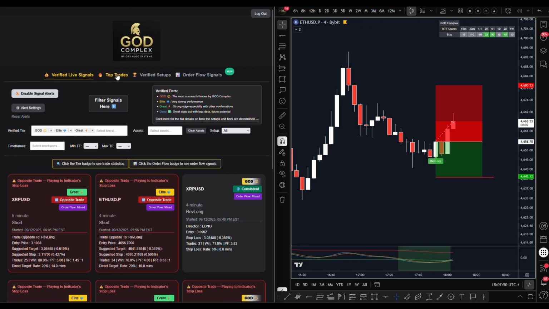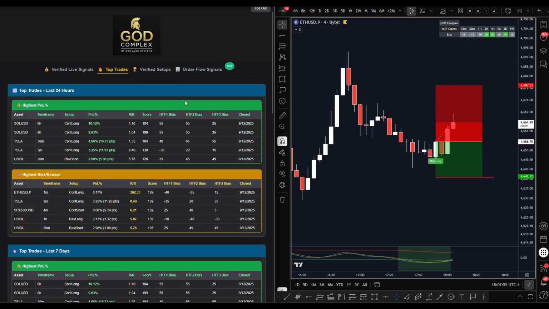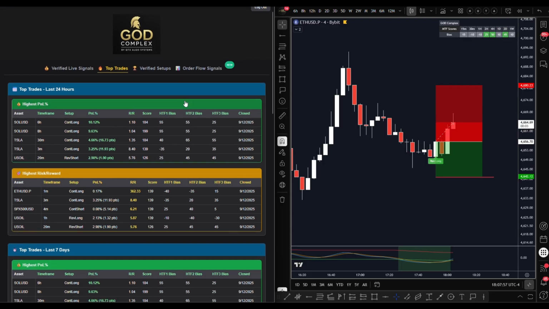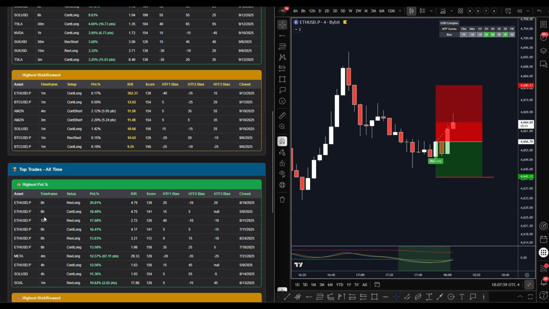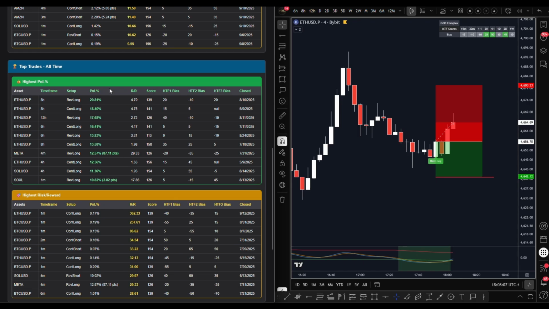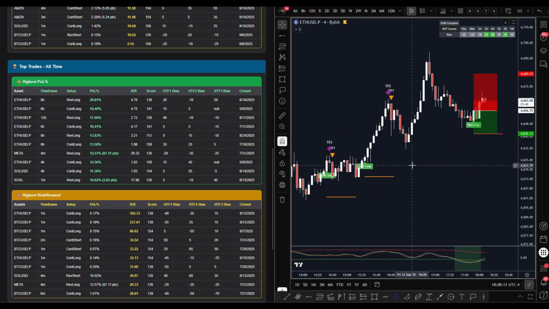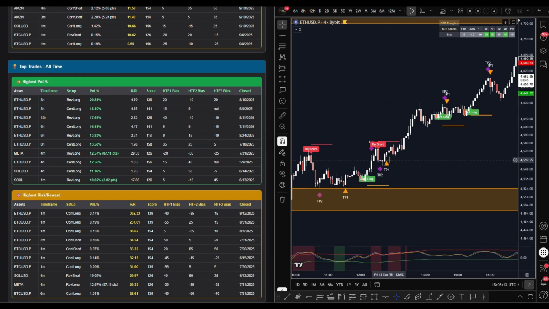Top trades. We'll go through it quickly. This is just to know what's worked in the day, the last 7 days, and all time. It's really not the most important. It's more there just to see what's possible. Not all of these trades were verified setups. Some of these trades are just indicator setups, which you're not supposed to take all of them. It's something I can't stress enough.